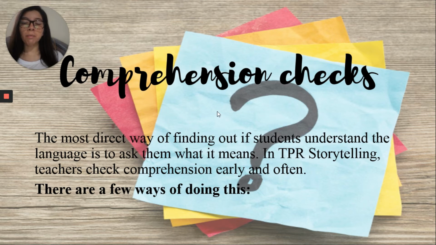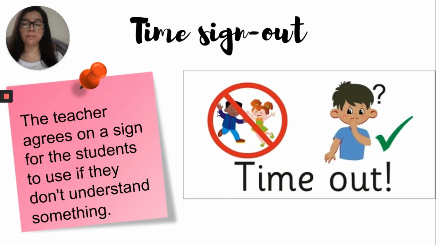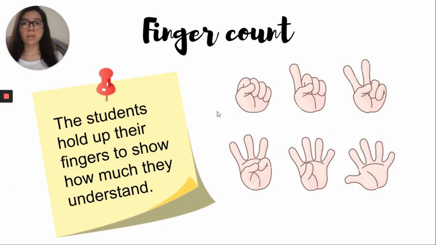In TPR storytelling, teachers check comprehension early and often. There are a few ways of doing this. The first one is a sign. The teacher agrees on a sign for the students to use if they understand something. It helps the students to feel comfortable asking questions about what they don't understand during the class.